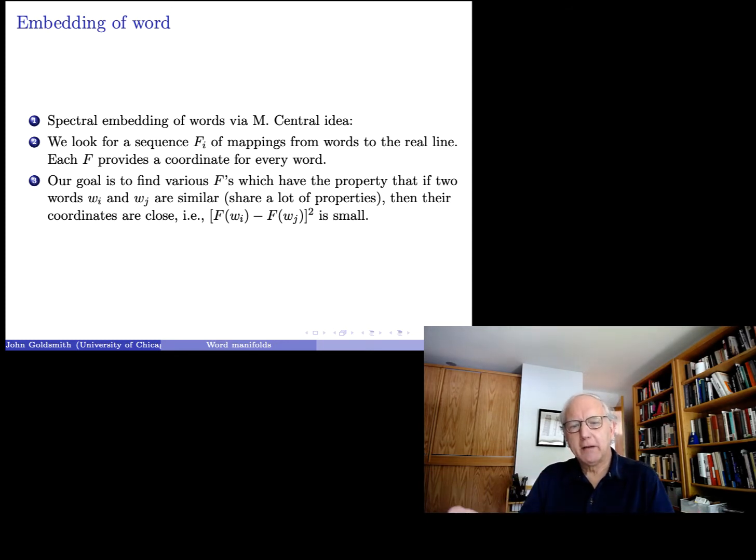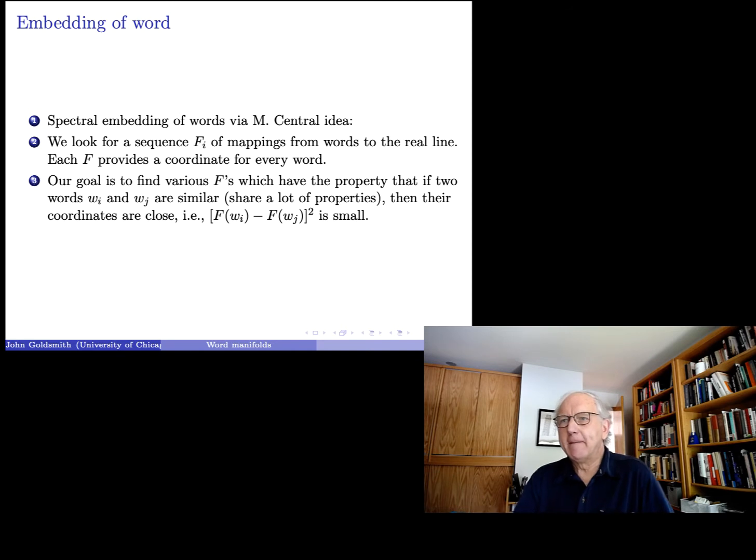Our goal is to have an F which maps each of the words to a position on some interval on the real line. And now here's the crucial part. If two words are similar in their distribution, then we want those two words to be close together in the image of F. So F is mapping words to this interval. If the two words share a lot of context, we want those two words to be placed close. If they don't share contexts, we don't care whether they're close or far apart.